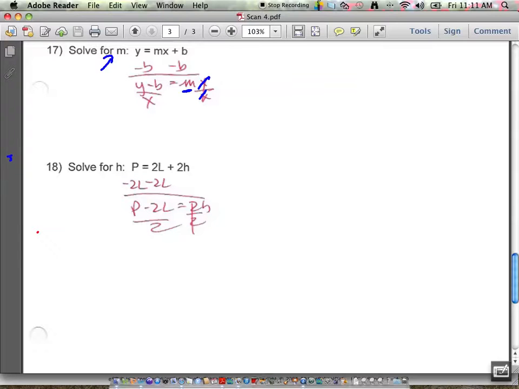The next one says solve for what? H. So what do I want it to say? H equals. So to get H by itself, the first thing I have to do is get rid of this 2L. Notice the 2L is positive, so I do minus 2L. I can't do P minus 2L, so I just write it. It is what it is. Don't try to combine it. Equals 2H, then divide by 2, P minus 2L over 2. Okay? Questions? All right.